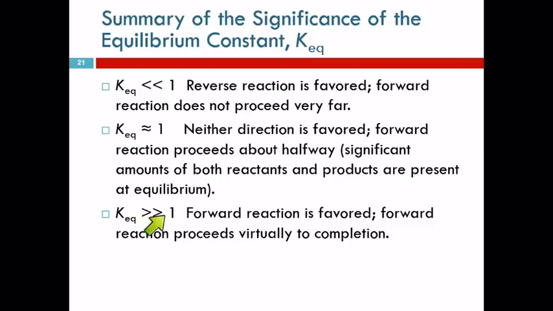If KEQ is much larger than 1, the forward reaction is favored, and it proceeds virtually to completion. There's very little reactant at the end. When KEQ is about 1, and when we say about 1, something like 0.1 to 10 would be considered about 1, because these things are extremes, like 10 to the 19 and 10 to the minus 31. In this situation, neither direction is favored. They both proceed fairly equally, and you're going to have a significant amount of reactants and products present at equilibrium. So you'll have both present.